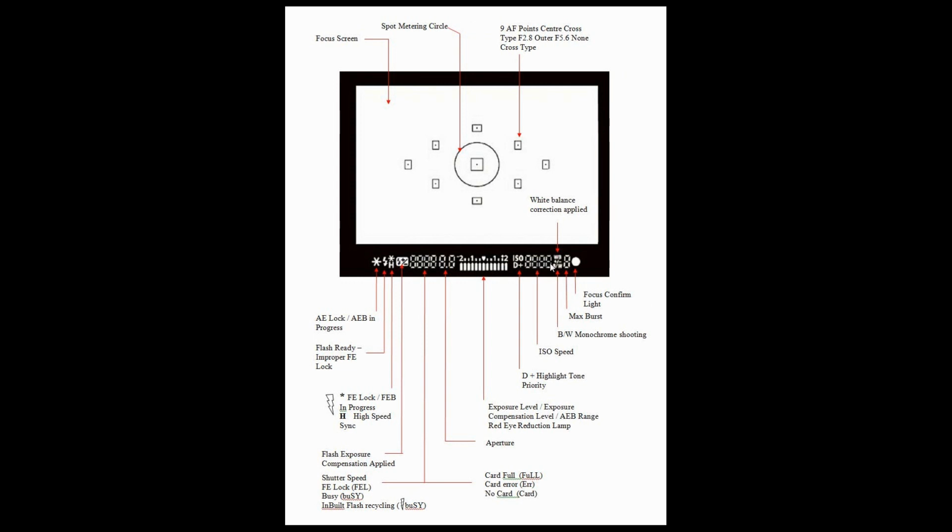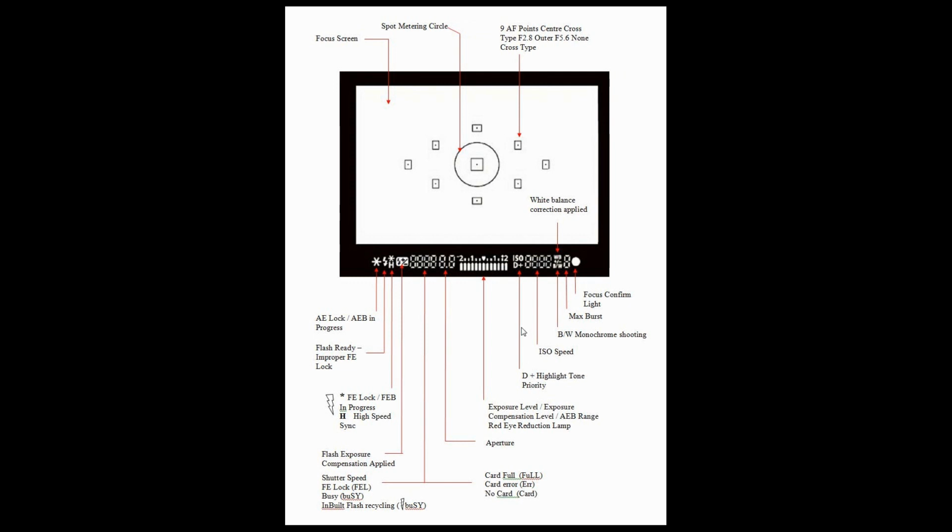Next you can see these digits here. These will be used to display your ISO speed, so ISO 100, 200, 400, 800, 1600, 3200, 6400, or H, which is the high. The little ISO there just tells you that when that's lit up, along with digits in here, it is an ISO figure that it's giving you. Now, D+, highlight tone priority. Highlight tone priority defaults to ISO 200, and it prioritizes the highlights, that's the bright sections within the image, for example a sky.